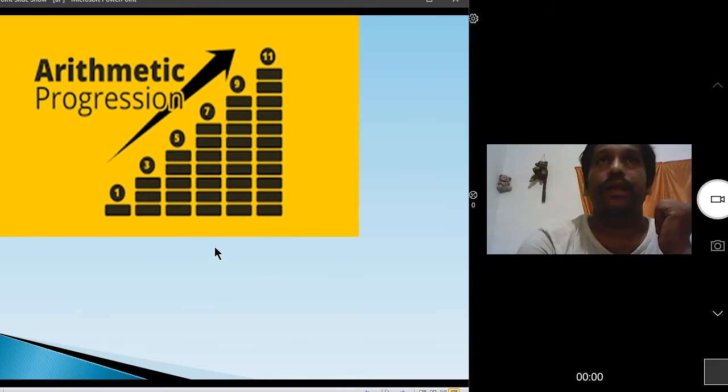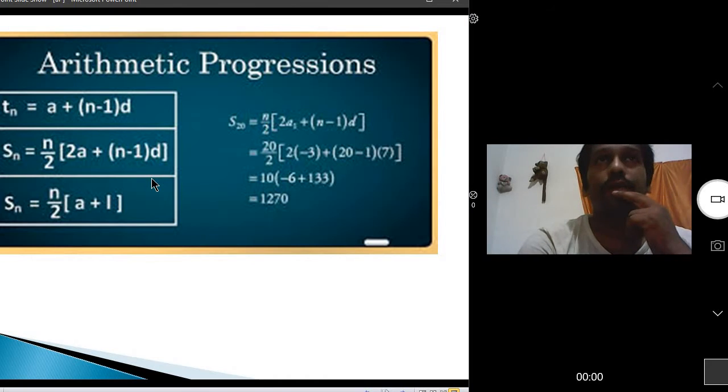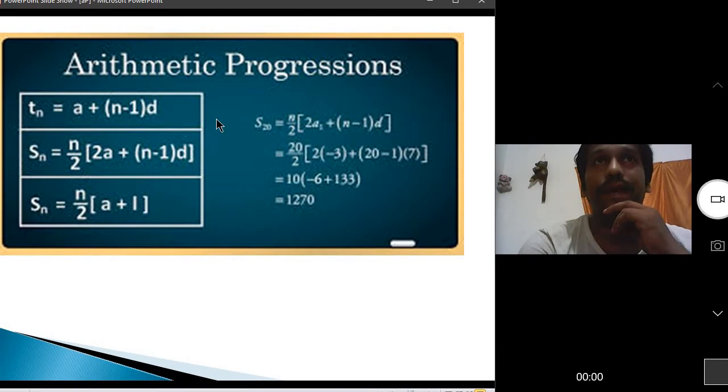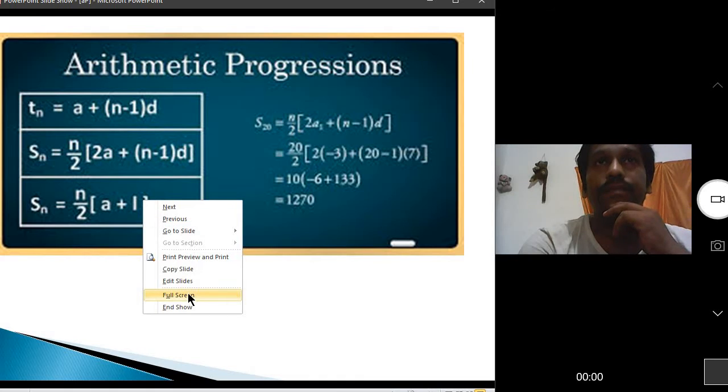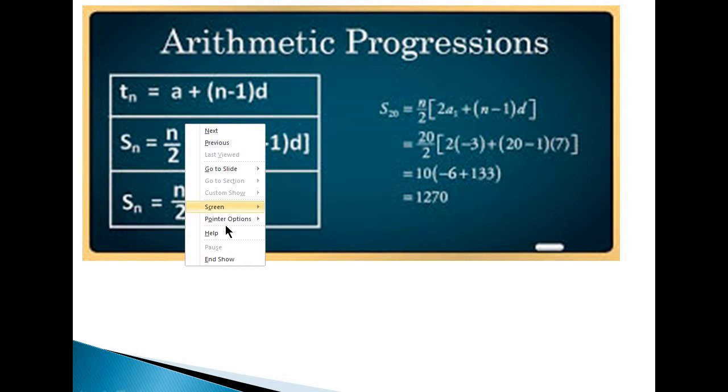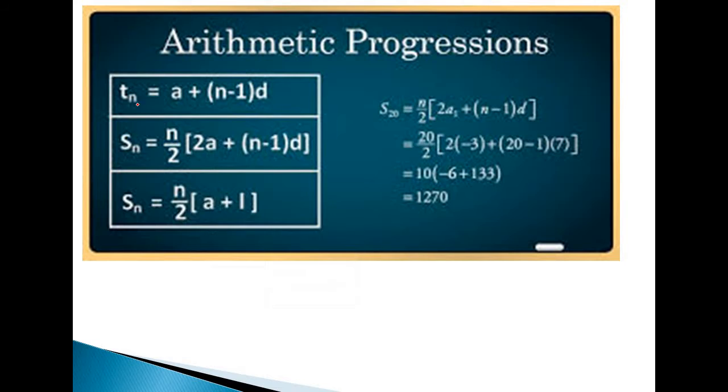Now next is the formulas of arithmetic progression. See, these are the formulas of the arithmetic progression. Here is the nth term, means general term of the AP. Whenever you have to find the first term, second term, just put n is equal to that number. A, first term, it should be known to you. D, common difference, that I have told you how to find that common difference also.